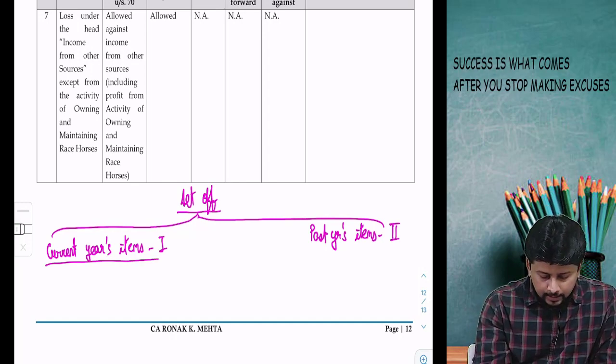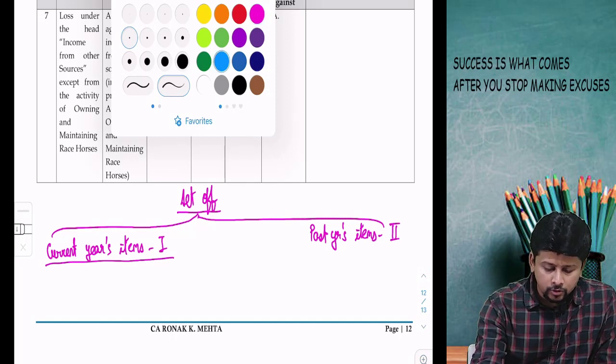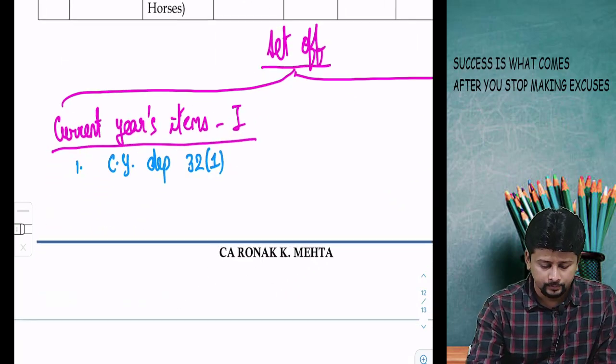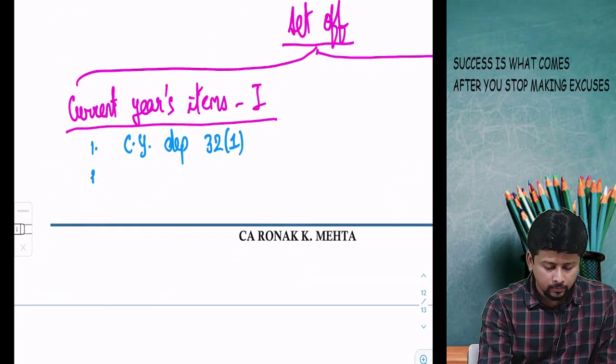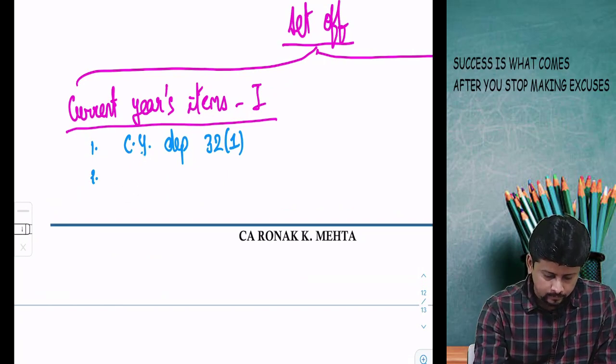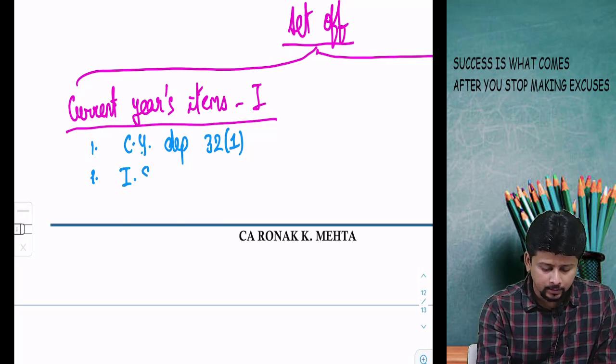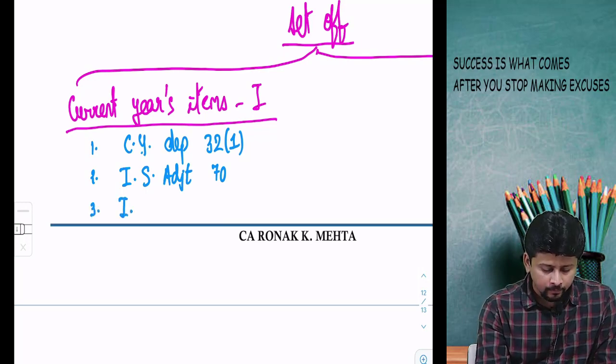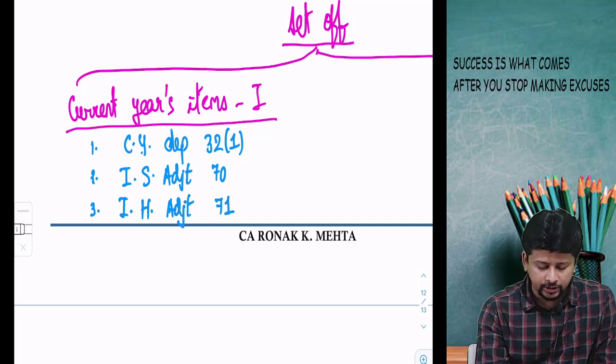Now in the current year items, the sequence that you will be following is, number 1, you will give effect to current year's depreciation, section 32(1). Number 2, you will do inter source adjustment. This is section number 70. And number 3, you will do inter head adjustment, that is section number 71.